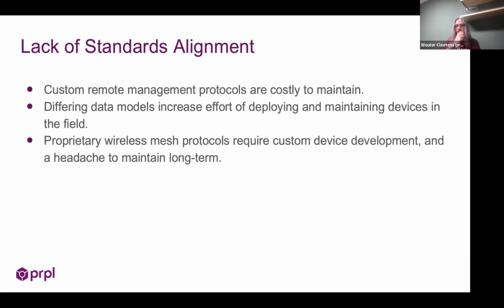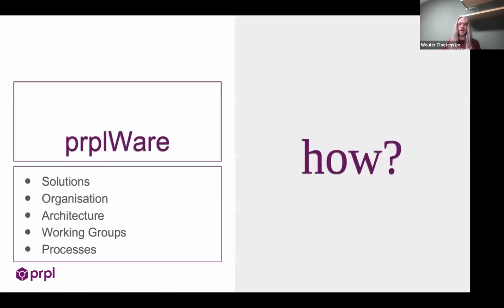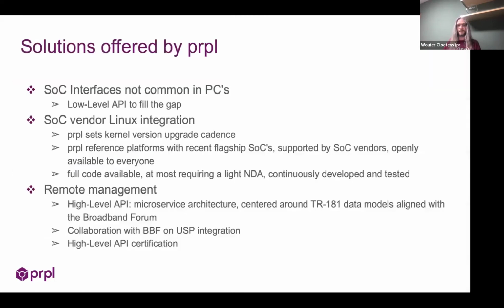Then besides remote management, there's also wireless. There has been in the past an absolute plethora of different wireless mesh protocols, entirely proprietary, that require custom development in a gateway that you're going to deploy and in extenders as well. And then you have these devices in the field that your customers aren't happy to just replace after 2 years. So you have to maintain them in the long term. Very painful. So how do we fix these things in prpl?